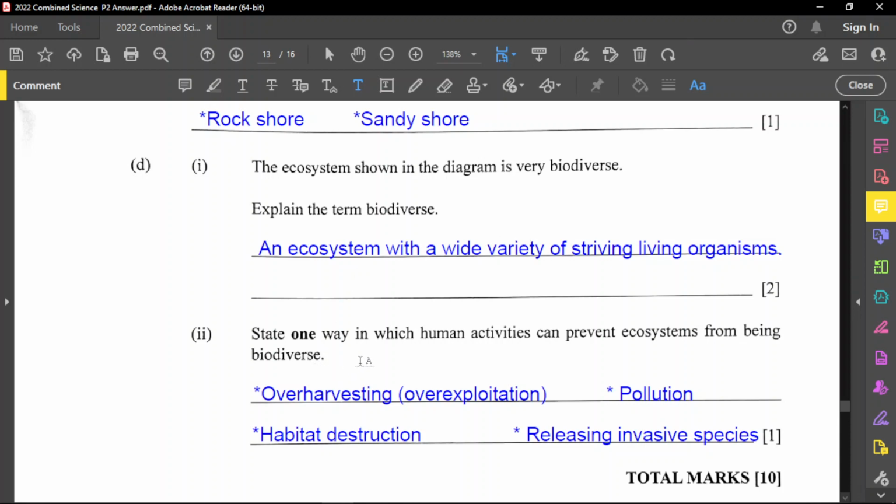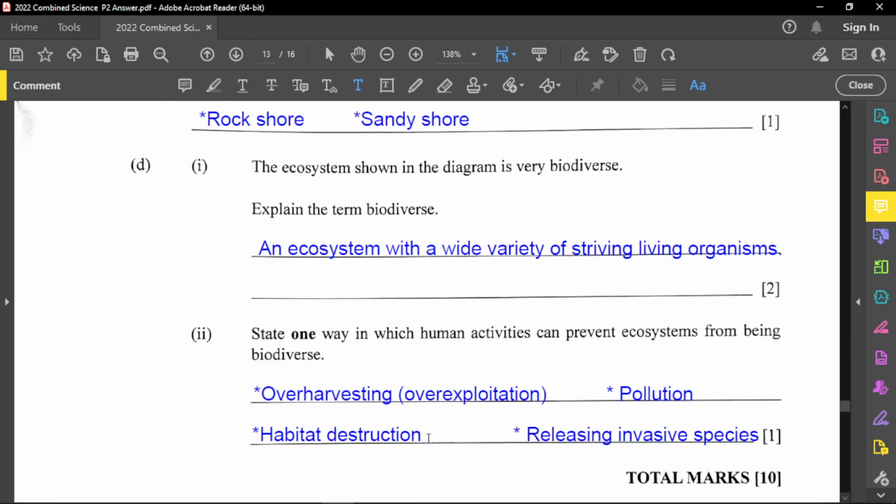All right, for part 2, it's to state one way in which human activities can prevent an ecosystem from being diverse. And so for us, we overharvest or overexploit ecosystems or organisms. What you do when you overharvest is prevent them from reproducing and increasing or maintaining their population. Pollution is a large one as well. You pollute the environment, and by polluting, you may also destroy them in different ways. You may affect their breeding system. You may contaminate their water sources. You may do so many bad things with pollution, and so we have to be mindful.